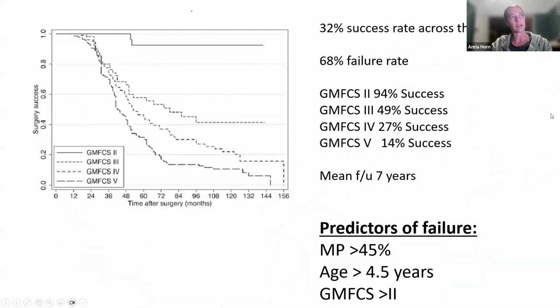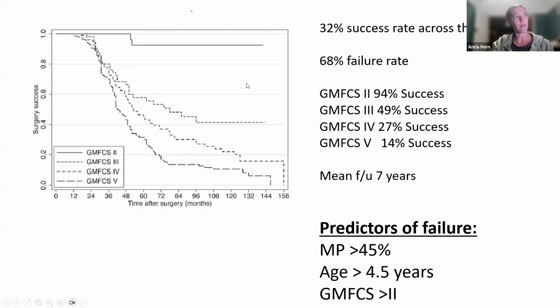And this is what they showed. So they had a 68% failure rate if only soft tissue surgery is being done. So it is not enough. And you can see how it does very well for the GMFCS 2s, and they probably don't need it in the first place. Then about half and half in the 3s, and a dismal success rate in your GMFCS 5.